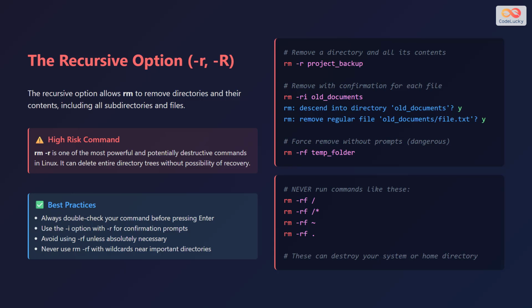To force remove without prompts, which is dangerous, use rm -rf temp_folder. Never run commands like rm -rf /, rm -rf /*, rm -rf ~, or rm -rf . These can destroy your system or home directory.